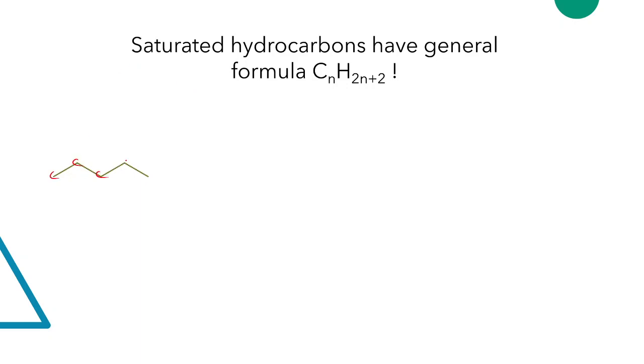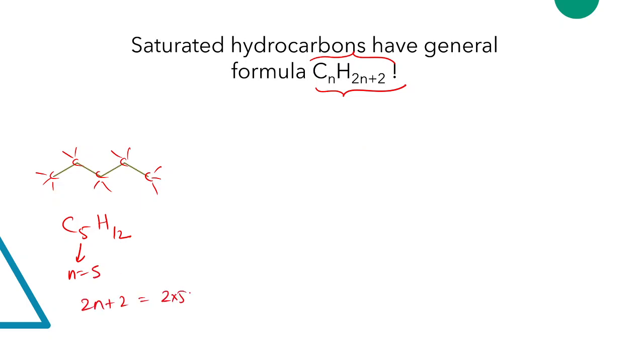There is C, C, C, C, C, and if you count hydrogens, you will get 3 here, 2 here, 2 here, 2 here, and 3 more here. So this is C5, and H, if you count 1, 2, 3, 4, 5, 6, 7, 8, 9, 10, 11, 12. And this is a saturated hydrocarbon because it's said that in a saturated hydrocarbon you can't have more than 2n+2 hydrogens. So here n is 5. So 2n+2 will be 2 times 5 plus 2, that is 12. And indeed you have 12 hydrogens. And this seems like a saturated hydrocarbon.